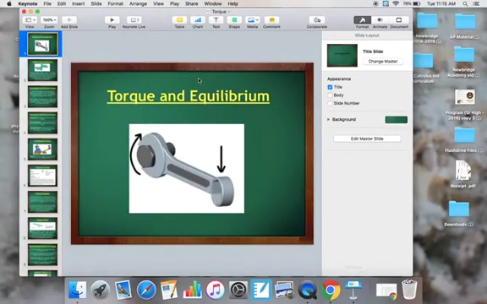So what we need to talk about more is other forces that could be acting, where it appears as though an object is in equilibrium, but it's not, and that leads us to this aspect of torque. So let's get into that.